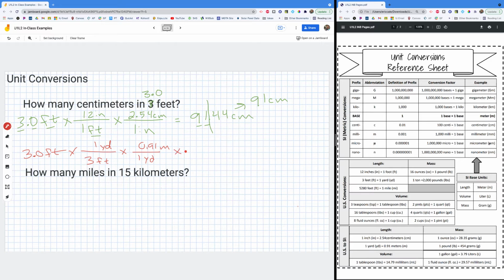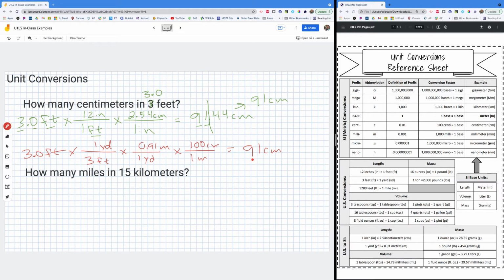So I'm in meters. Oh, here's the trick. Look over here. Meters is my base. I want to get to centi. So 100 centi and 1 base. 100 centimeters and 1 meter. So that is 1 meter is 100 centimeters. And that's how I get 91, because 3 divided by 3 is 1, then 0.91 times 100 is 91 centimeters.